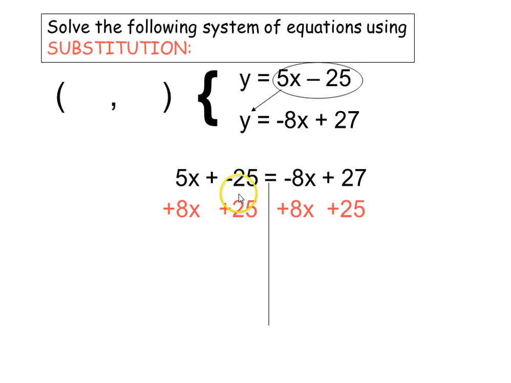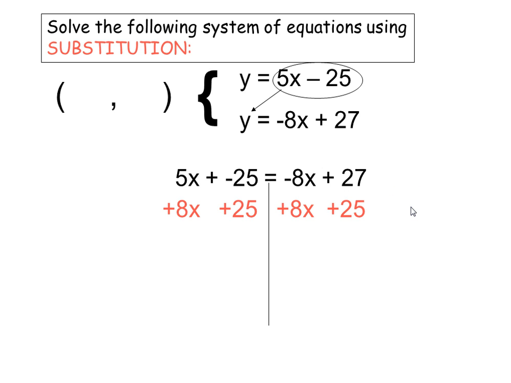I also am going to add 25 to both sides. So I'm kind of moving my x's to the left-hand side of the equal sign, and I'm moving my constants, my numbers, to the right-hand side of the equation. So by getting rid of a negative 25, I'm going to add 25 to this side, and therefore these two will go away. And then I add 25 to the right-hand side.